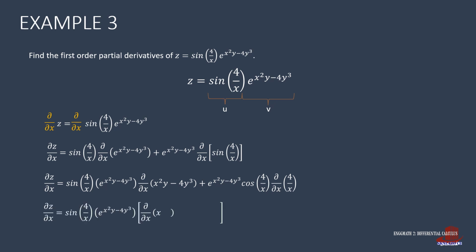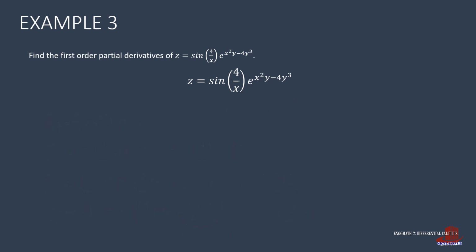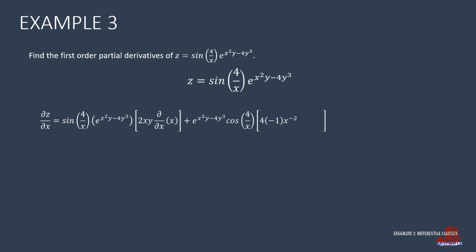Solve this further by distributing the derivative into the two terms x squared y and 4y cubed. Then transform 4 over x in the second term as 4 times x raised to negative 1. At this point, the derivative of y cubed is taken as 0, as we are taking the derivative with respect to x. Reduce the long derivative by simplifying the first term with 2xy times dx over dx, and the second term includes 4 times negative 1 times x raised to negative 2 with dx over dx. And again, dx over dx is 1.